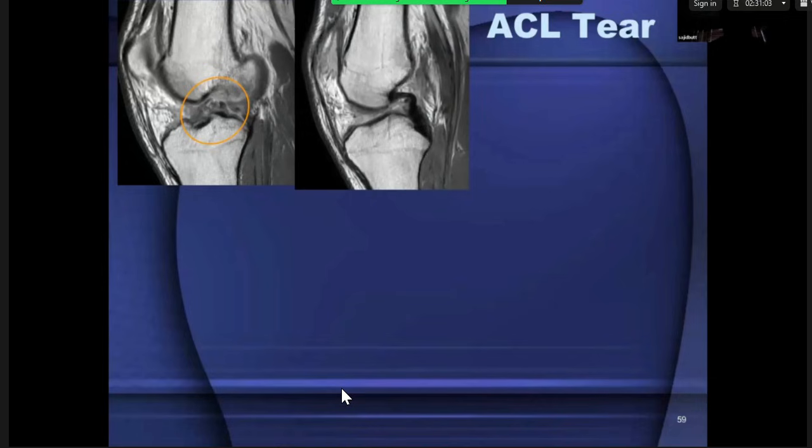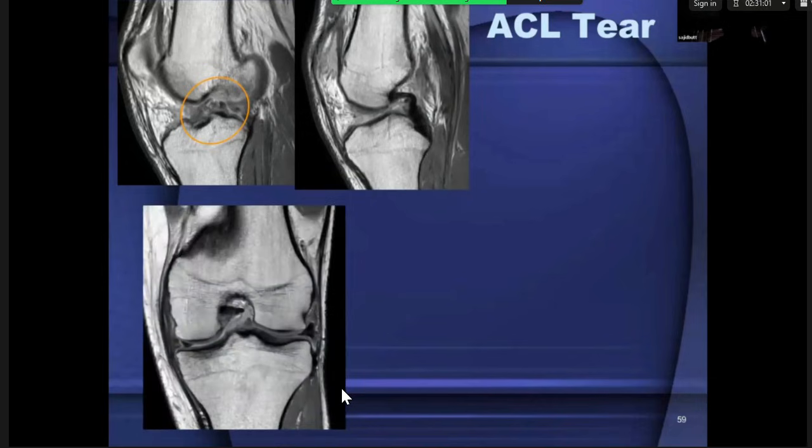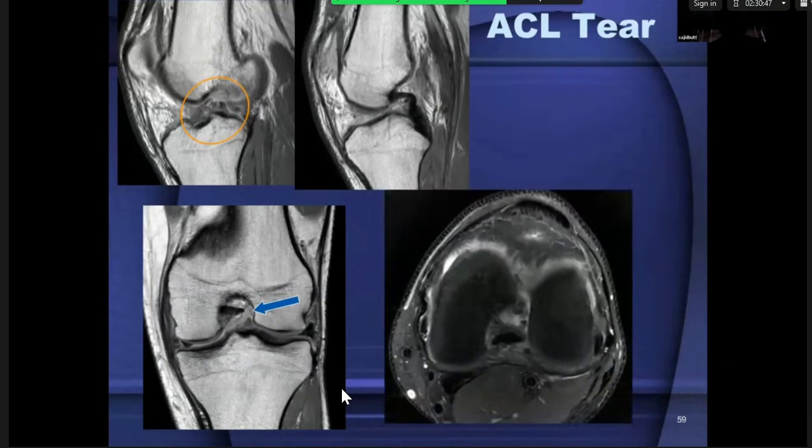Here again, we can see that there's no ACL there, just a PCL can be identified. In the coronal image again, we can see the PCL towards the medial side, but towards the lateral side, it's a completely absent structure with no tears at all. In the axial image also, we can see the PCL towards the medial side, but the ACL space is all taken up by fluid and debris.